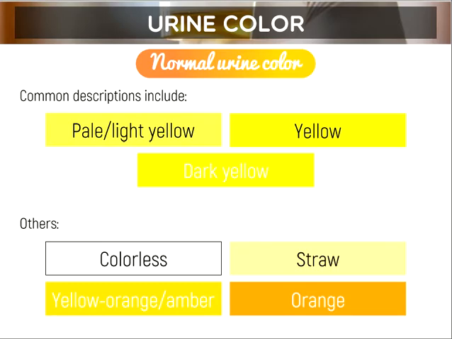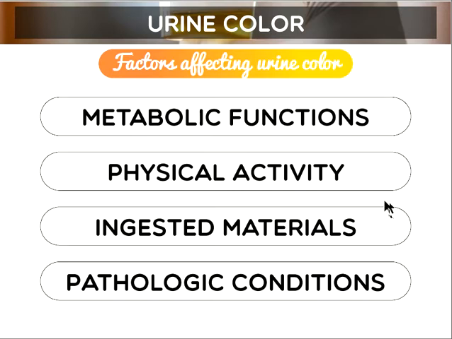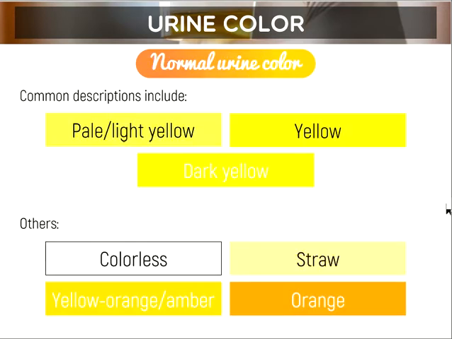We'll discuss the normal urine color. We're all familiar with the normal urine color. What is its normal range? Very good. Straw to amber. We have here common descriptions: pale or light yellow, yellow, dark yellow, colorless, straw, yellow, orange, or amber, and also orange.